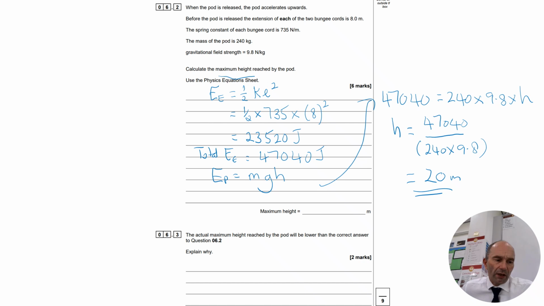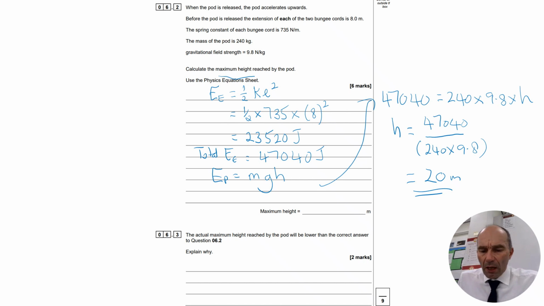So well done if you got that answer. Now, if you didn't double your answer to get the total elastic potential energy, you could still get 5 out of the 6 possible marks. You just lose a mark for not doing that step, so that error would be carried forward. But this one is a nice one. Just think about the question, the fact that there's two bungees involved in this particular thing. That's why we're doubling that elastic potential energy.